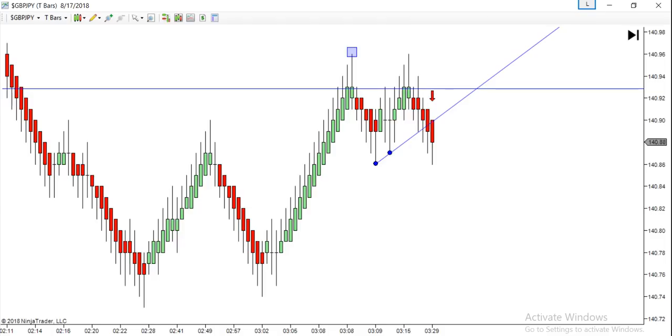I hope you guys are picking this up. I hope you guys are getting this, all right? This is not rocket science, right? This is simple, right? There are no indicators, there's no squiggly lines, there's no support and resistance. None of that, right?